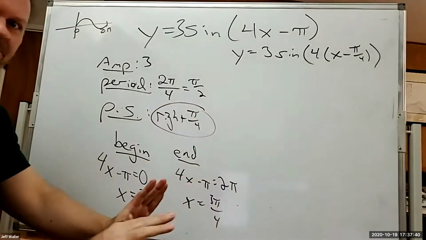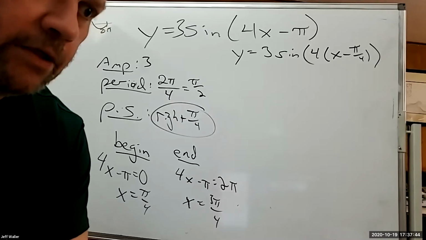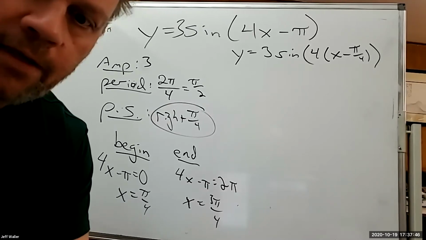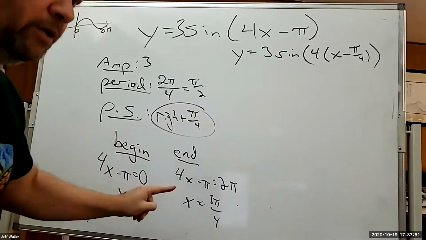2 pi over 4 later is 3 pi over 4. Okay. We stop for a minute. That's another reason why I like to suggest you do all of this as you get used to it, because you can kind of check yourself against what you've done.